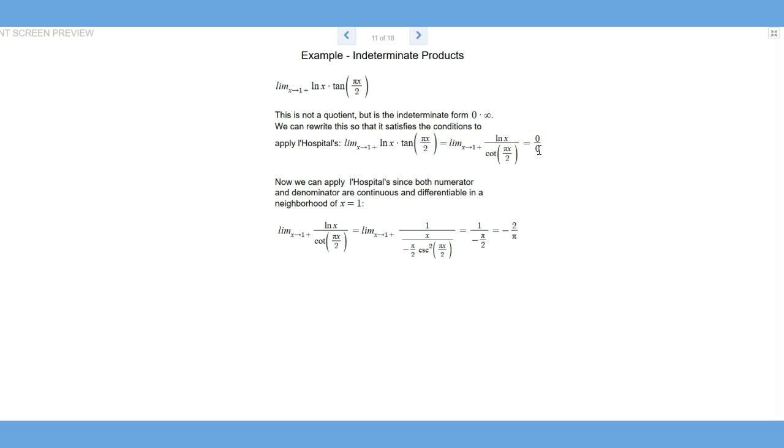So now I can use L'Hopital's, and I'm going to differentiate the numerator and differentiate the denominator and take that limit. And remember that these are each continuous and differentiable around 1. So if I take the derivative of the numerator, I get 1 over x. The derivative of the denominator, I get minus pi over 2 times cosecant squared of pi x over 2. And then I can evaluate that limit, and it's minus 2 over pi.